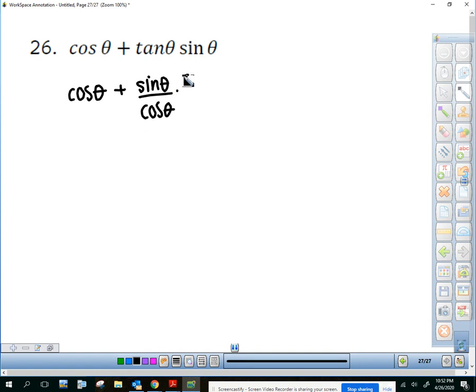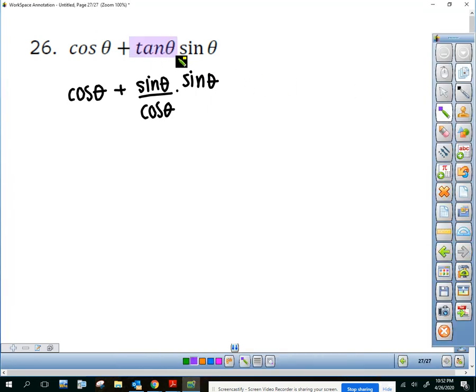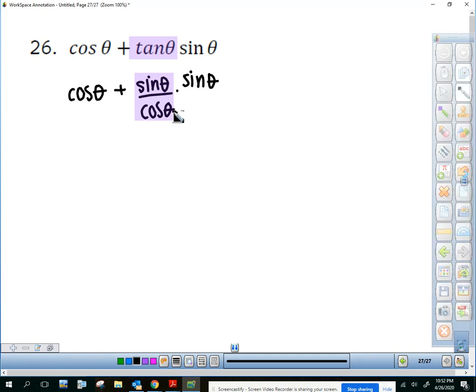And then sine is already in terms of itself. Okay, so I'm doing a quotient identity there to replace. So then I've got, this is going to be sine squared over cosine. And this will still just be cosine.